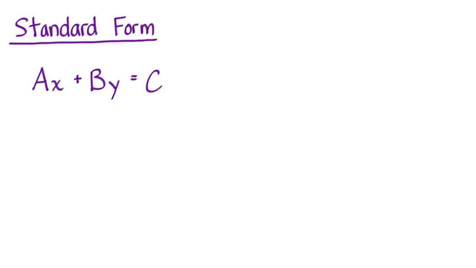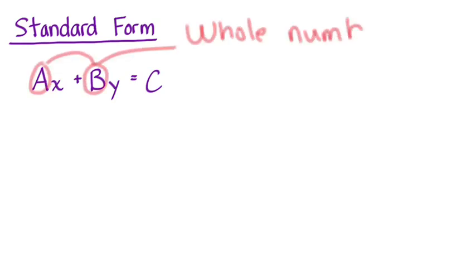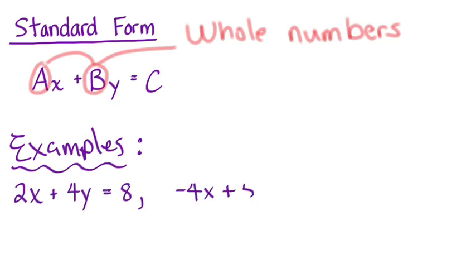Now let's take a look at standard form. We've been solving for y for quite some time now. Now we're just going to look at standard form. And standard form says that I have an Ax plus By equals C, where A and B are whole numbers. That's why they're capitalized. They're not fractions. All of these are examples of standard form: 2x plus 4y equals 8, -4x plus 5y equals -20, and then 6x minus 3y equals 1/2. Notice that C does not have to be a whole number.